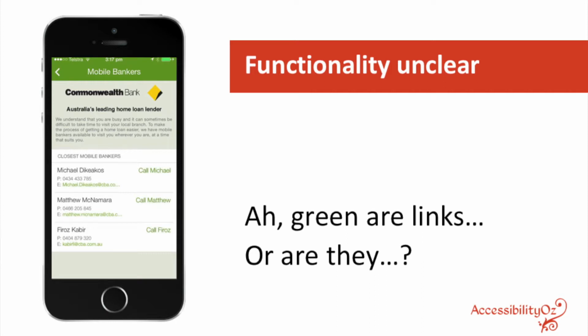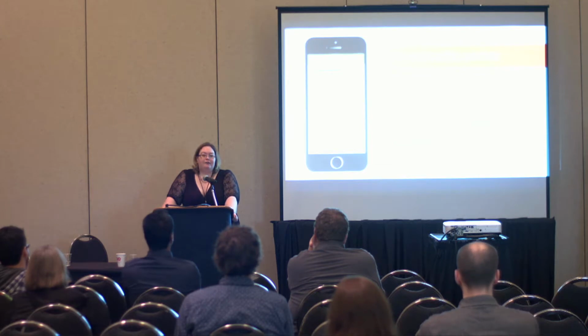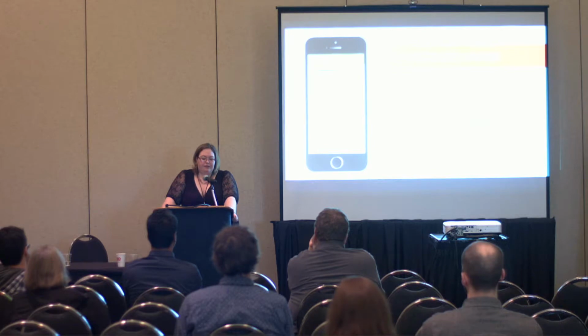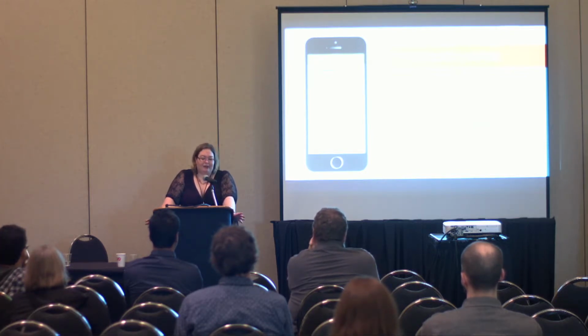And make sure that you're consistent. So here you've got a bunch of black text and green text. On the right-hand side, there's some green text that says, call Michael, call Matthew, call Feroz. And if you tap them, it activates a phone call. On the left-hand side, they've got mobile numbers and they've got a cut-off version of the email address. So you'd think that if you tapped on the mobile number or you tapped on the email address, it would respectively create a phone call or create an email. It doesn't. So it's just plain text, even though it looks like it should be active.